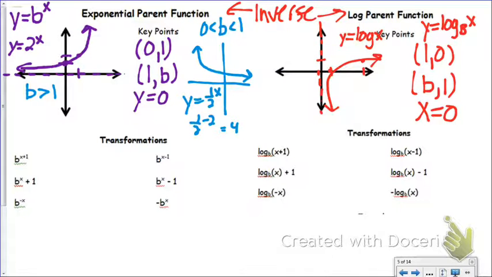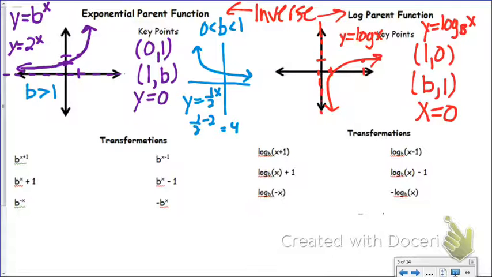Okay, so what we're going to look at now is transformations. These are going to be very similar to what you guys did in Algebra 2. So if you remember, we have horizontal transformations and vertical transformations. And then which one it affects is dependent on where it's written. If it's written closest to the x, it's a horizontal transformation. If it's written away from the x, it's a vertical transformation.